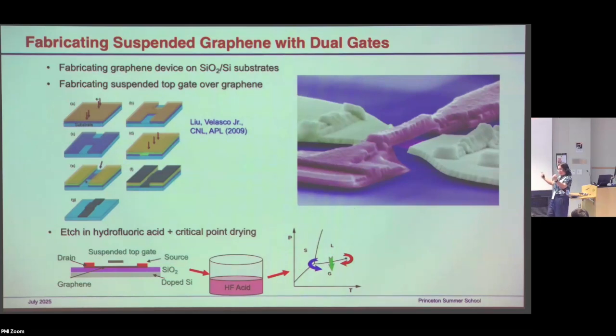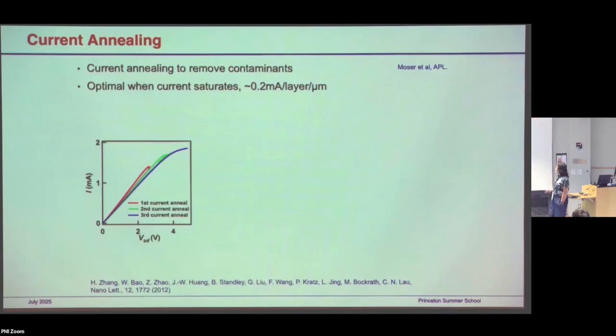You can imagine usually when you dry in the liquid, the surface tension from the liquid will drag the thing down, and this is monolayer, bilayer thick, so this is very fragile. So it goes through this critical point dryer, it does not go through the phase boundary, and so this allows this thing to remain suspended.